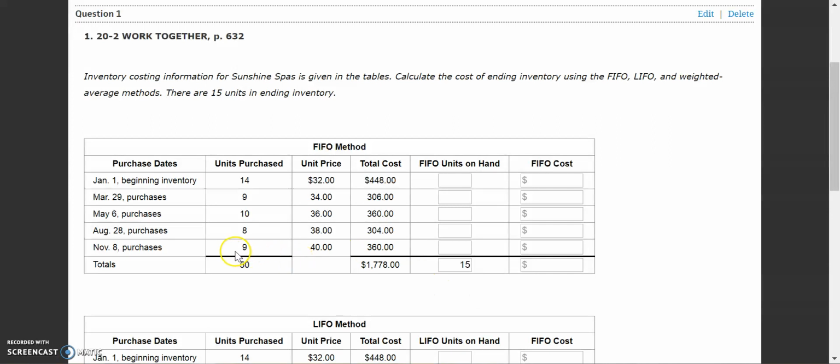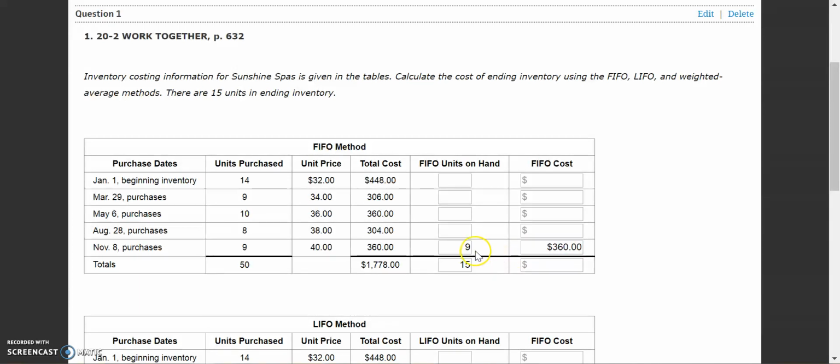So our first one that we have is November 8th. We have 9 of those. In order to get to 15, we're going to use all 9 of the November 8th purchases. And when we take 9 times their unit price of 40, we get a total of $360.